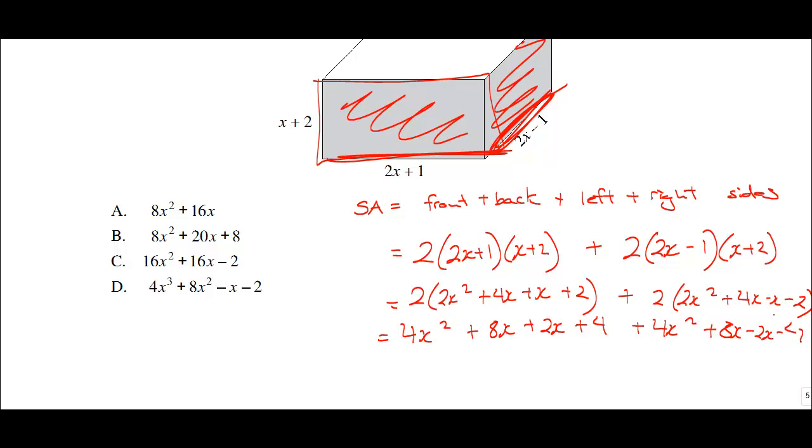And now it's just a matter of gathering my like terms. So if I take a look, how many x squareds do I have? I have a 4x squared and another 4x squared that gives me 8x squared. How many x's do I have? I have an 8x and 2x, that's 10. I would add another 8, so that's 18, and then subtract 2, so I have 16x. And then lastly, I have plus 4 right here, and then I have minus 4, so that just gives me 0. So that would be my final solution, and in this case, that looks like that is A.